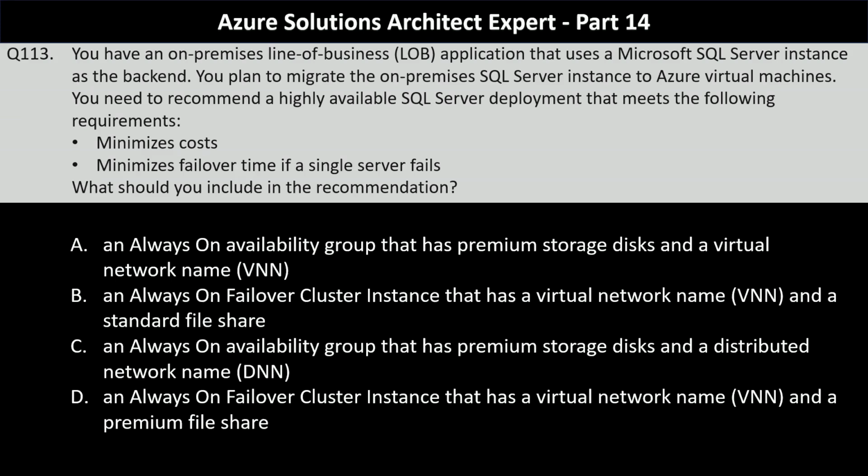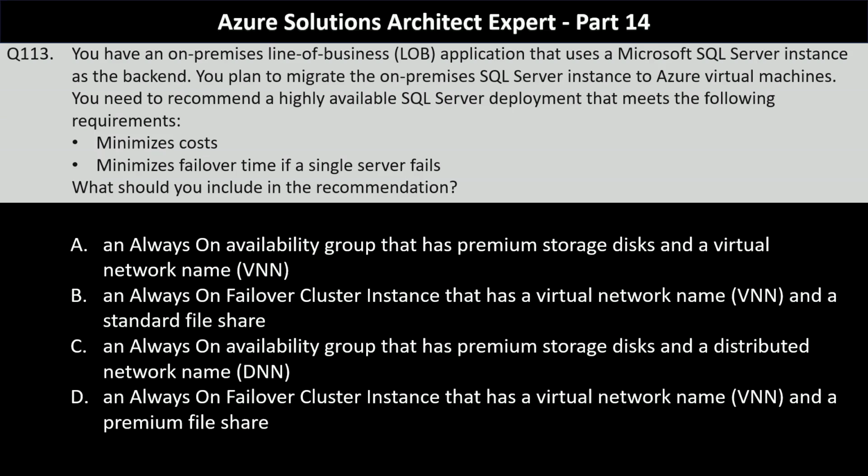An always-on availability group that has premium storage disks and a virtual network name. An always-on failover cluster instance that has a virtual network name and a standard file share. An always-on availability group that has premium storage disks and a distributed network name. An always-on failover cluster instance that has a virtual network name and a premium file share.